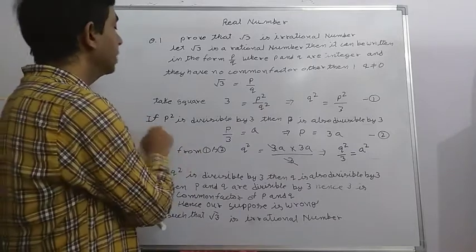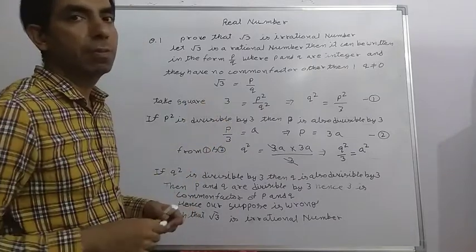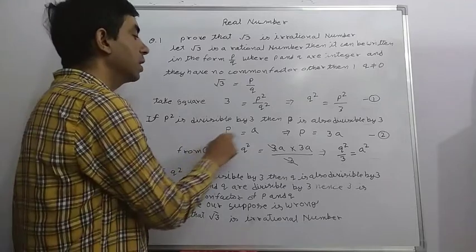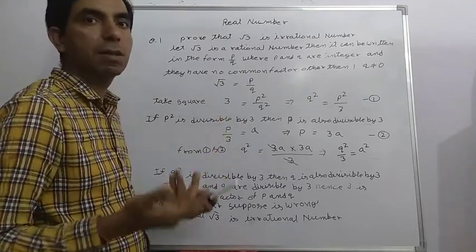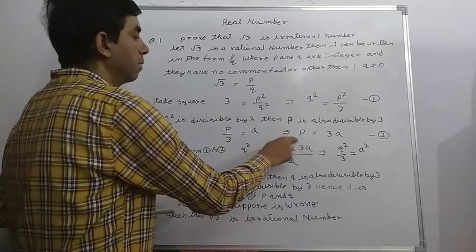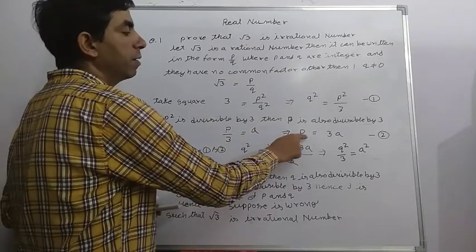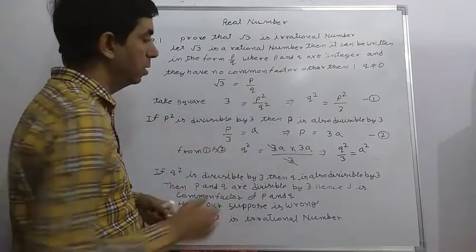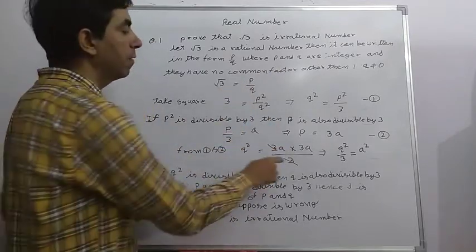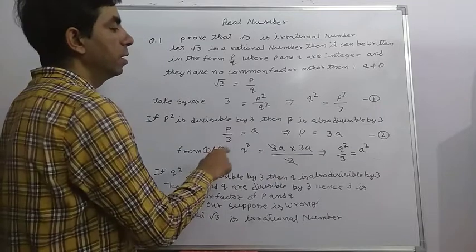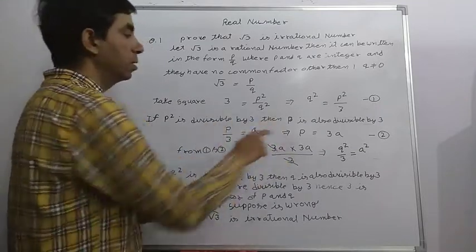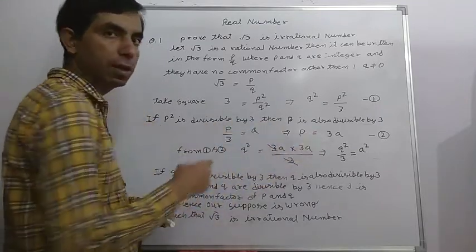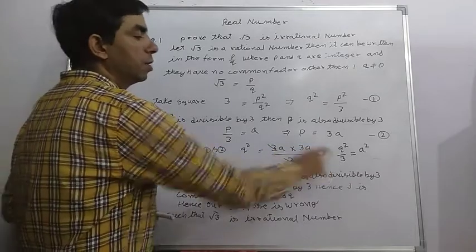In the next step, p square is divisible by 3, then p is also divisible by 3. Then p upon 3 equals a, where a means some integer. After that, we see that p equals 3a. Then write the value of p in the previous equation: 3a multiplied by 3a. One 3 is cancelled. Then we get the alphabet as the numerator, then change the number to the denominator. 3 comes in the denominator of q.